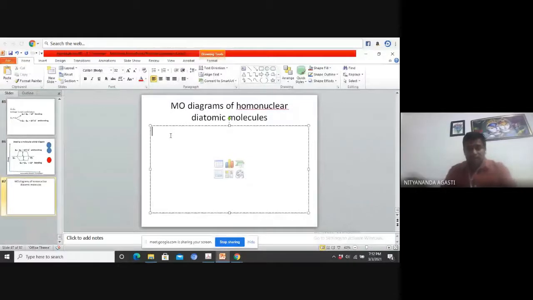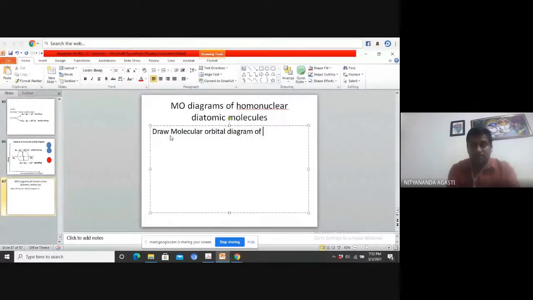So let us start with the MO diagram. The question is, let us say, draw the molecular orbital diagram of the hydrogen molecule, H2 molecule. Please follow the steps I am saying. Although this molecule is a very simple molecule, we are going to follow defined steps that will make it easier and help you understand better.